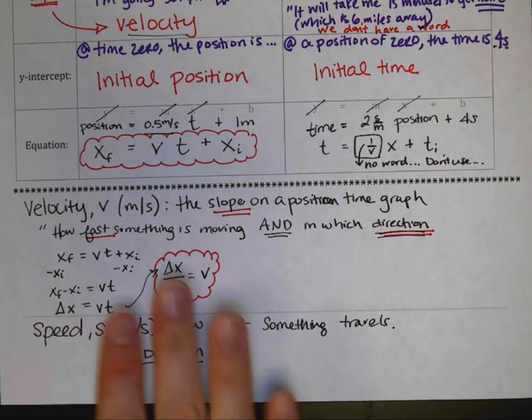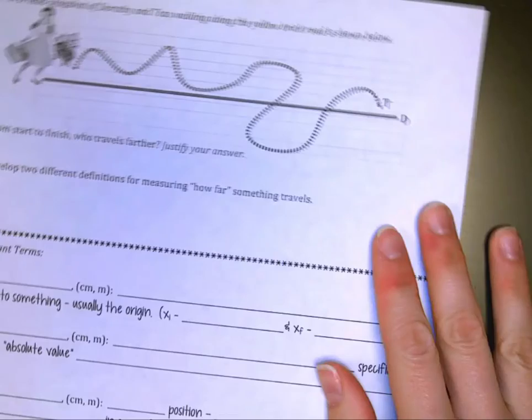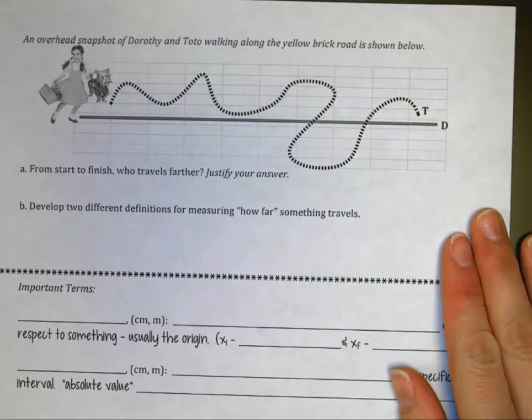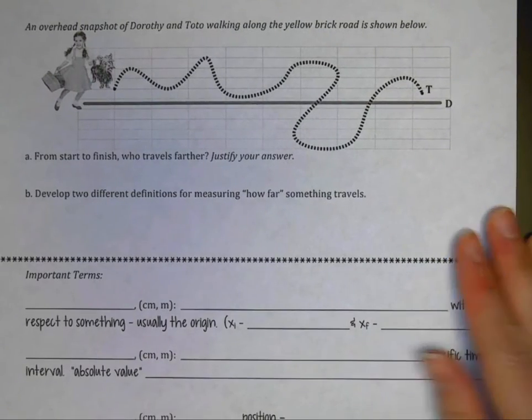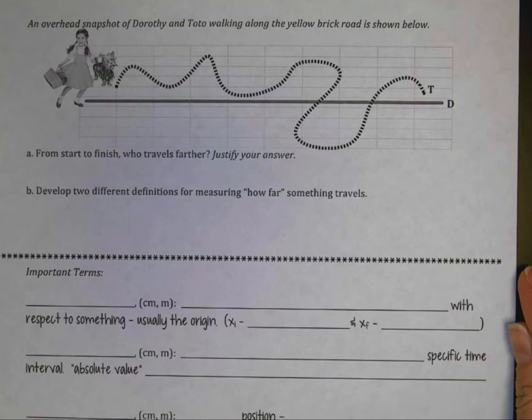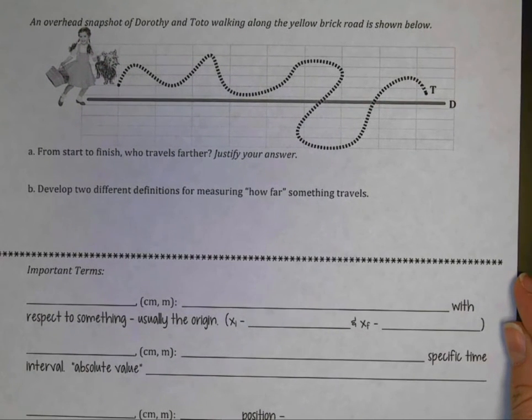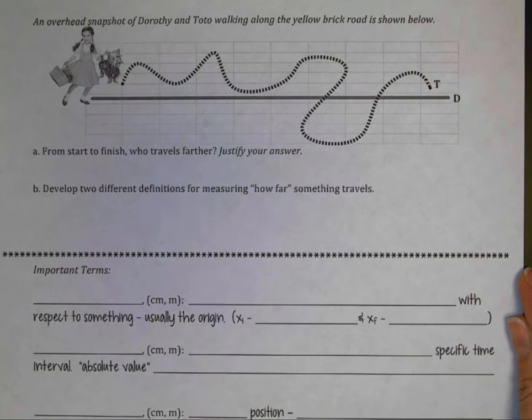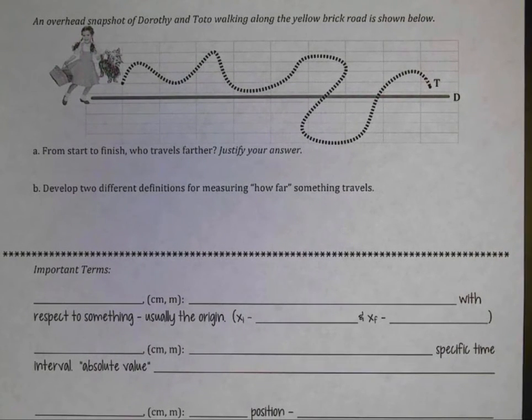So on the back side, you have a couple questions. It tells you an overhead snapshot of Dorothy and Toto walking along the yellow brick road is shown below. Toto is the dashed line, Dorothy is the solid line. And then it asks two questions from start to finish: who travels farther? Justify your answer, and develop two different definitions for measuring how far something travels. So if you want to do this on your own, go ahead and hit pause and then come back to listen to what we should talk about.